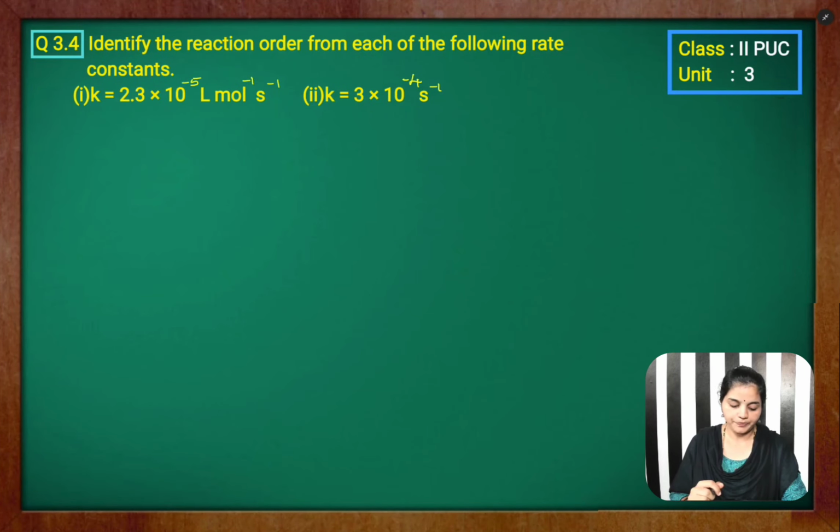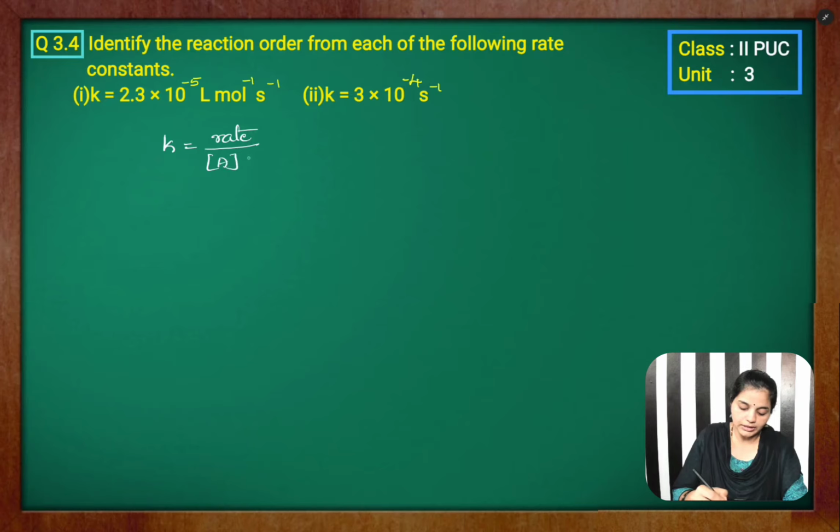Question number 3.4. Identify the reaction order from each of the following rate constants. So they have given K is equal to 2.3 into 10 to the power minus 5 liter per mole per second. 2. K is equal to 3 into 10 to the power minus 4 per second. So here let us see how we are writing the unit for rate constant. So we know rate constant is nothing but it is rate divided by concentrations of the reactants.